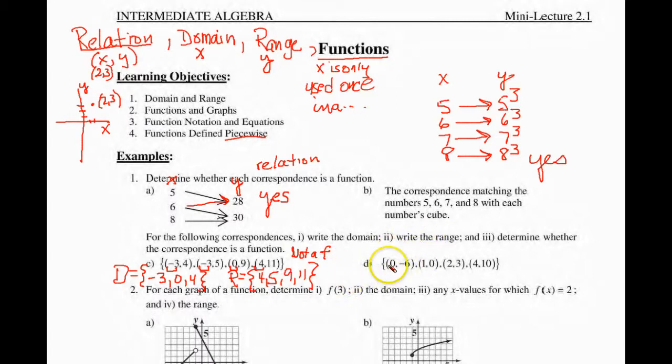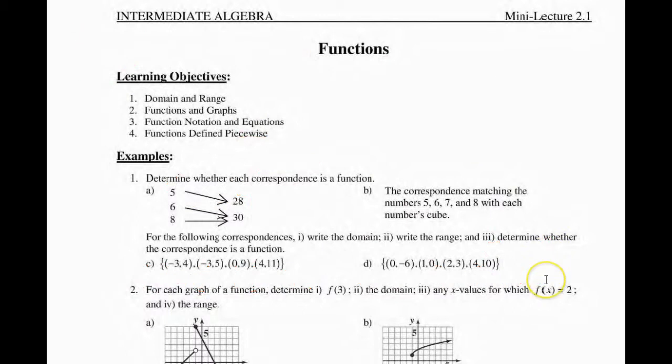And over here, they want us to do the same thing. So domain 0, 1, 2, 4, and range -6, 0, 3, 10. Now again, our x elements are only used once, so this is a function. Okay? So again, you'll have practice and you'll have quizzes on this material.